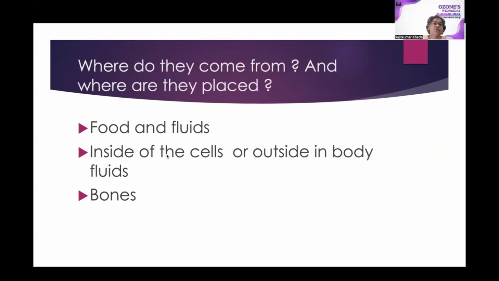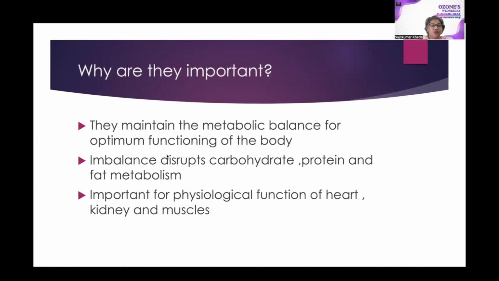They basically come from the foods and the fluids, and they are placed inside of the cell or outside in the body fluids. And they are also placed in the bones, like calcium. Why are they important to us? They maintain the metabolic balance for optimum functioning of the body. Their imbalance disrupts the carbohydrate, protein, and fat metabolism, which will lead to abnormal glucose levels and ketone accumulation. They're important for physiological function of the vital organs like heart, kidney, and muscles.